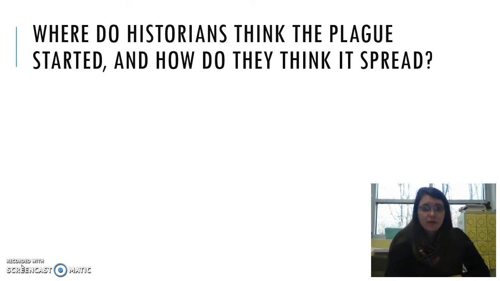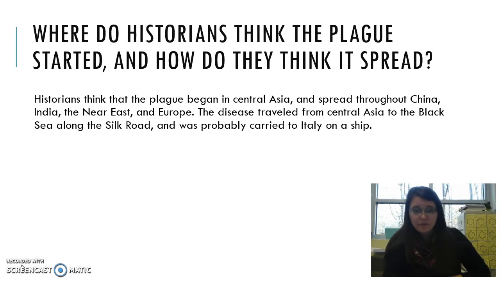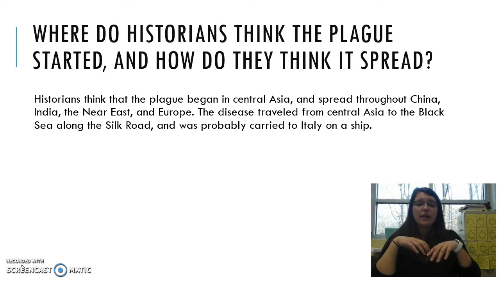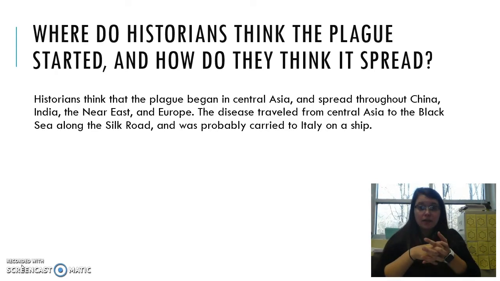Historians, where do they think the plague started and how do they think it spread? They think that it began in Central Asia and spread throughout China, India, the Near East, and Europe. So they think the bacteria that caused this disease started in Central Asia, and it went to the Black Sea along the Silk Road, which you guys learned about in 6th grade last year. And it was probably carried to Italy on a ship. So these bacteria started to form and carried this awful, terrible disease.